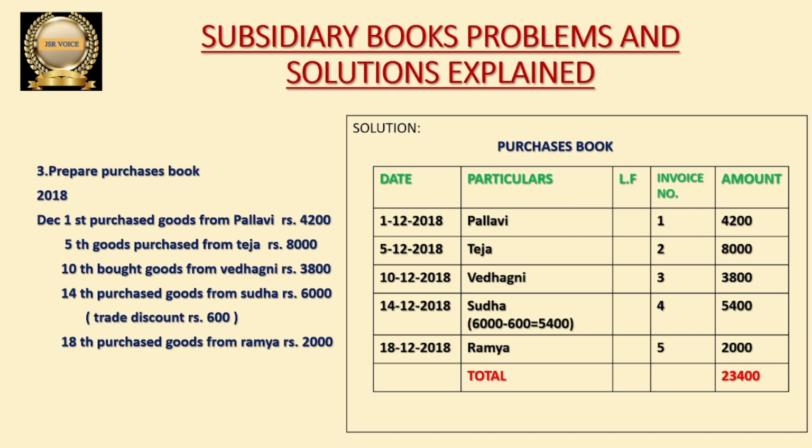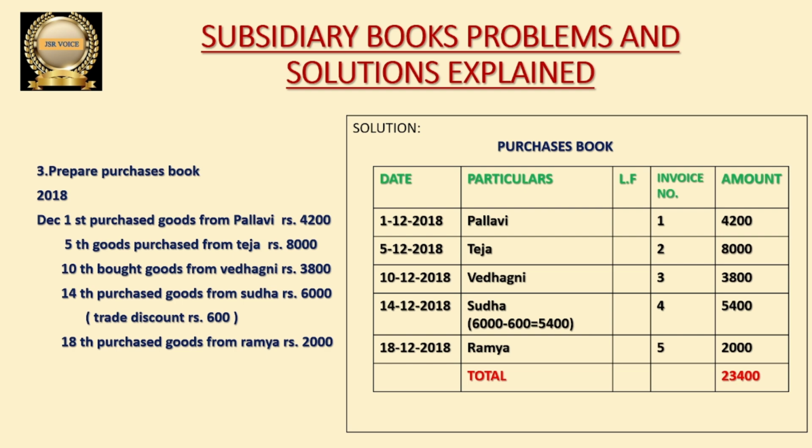Next one, December 10th. Bought goods from Vedagni, rupees 3800. Bought means purchased. Purchased goods only. One condition satisfied. From Vedagni, name is given. That is also satisfied. They did not mention anywhere cash. So it is credit purchases. So that is also satisfying. So three conditions satisfied. Let us record that. 10th date in date column, and in particulars column name Vedagni. Invoice number 3. Amount column 3800.